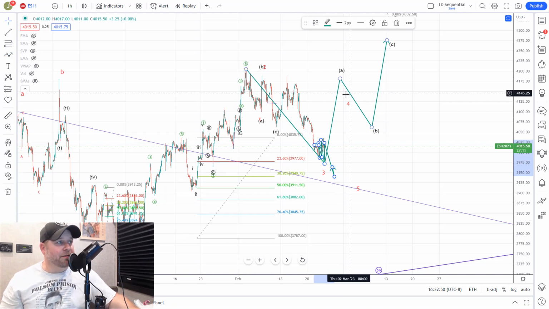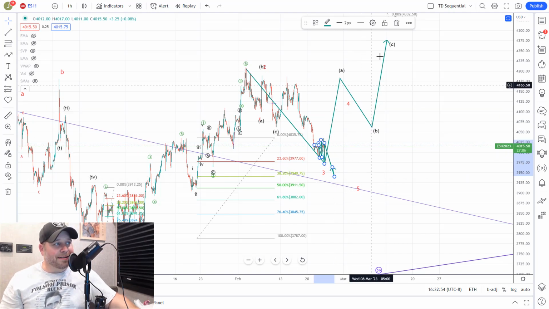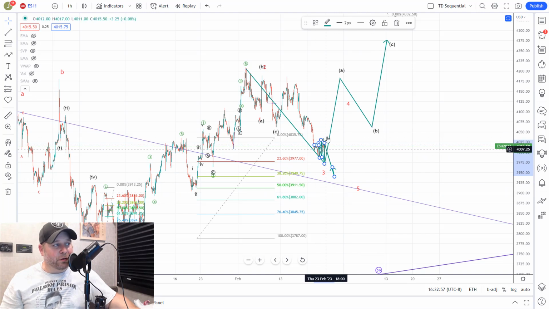So our primary count still remains. We're looking for this wave 4 and then 5. Our secondary is this ABC, and if they can't get any follow through or kick here, then they're going to extend wave 3 just a little bit lower.